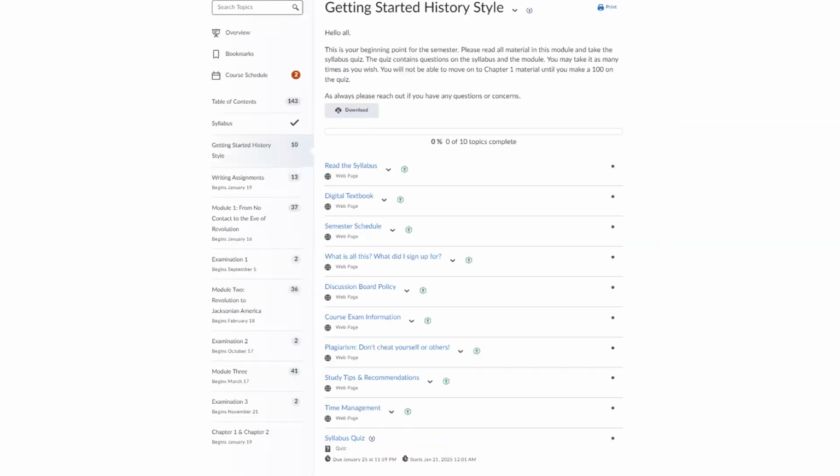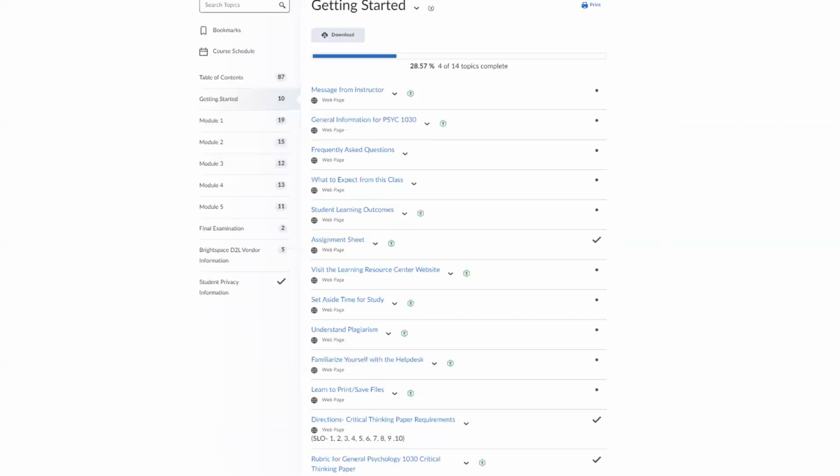Also see about the syllabus in the history version, some information about the various different types of assignments and study tips and recommendations, time management. And of course, at the end of the first Getting Started module for this course, you see a syllabus quiz. In psychology, you have 10 items in that Getting Started module. You can see that to the left of the screen, the message from the instructor, information about the course. I mean, fairly similar things, but we are beginning to move into some variations on how instructors envision the setup of their course.